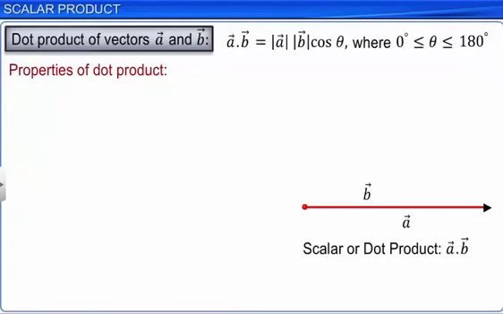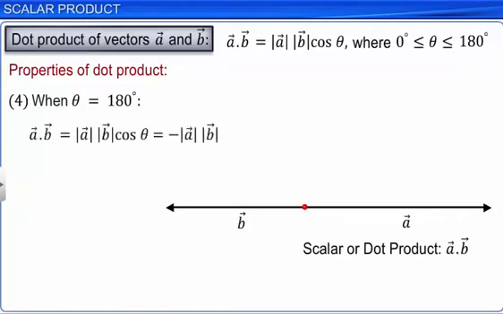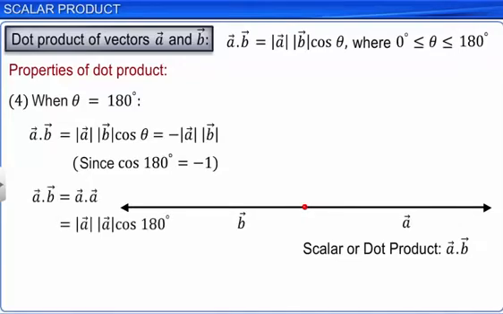When vectors A and B act along the same line in opposite directions, the angle theta between them is 180 degrees. In this case, the dot product of vectors A and B is equal to minus the product of their magnitudes. This implies that the dot product of a vector with its negative vector is equal to the square of its magnitude with a minus sign. If the magnitude of vector A and the magnitude of vector B are equal, then their dot product is equal to minus the square of the magnitude of vector A.